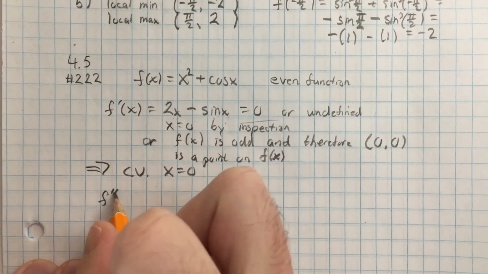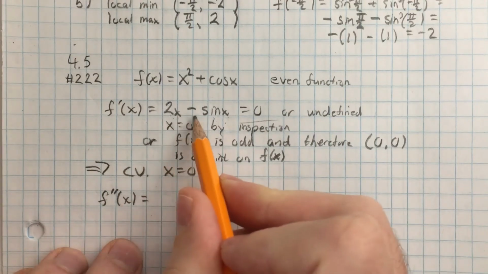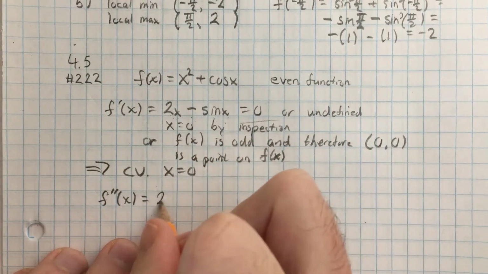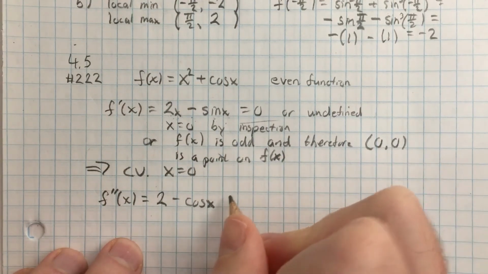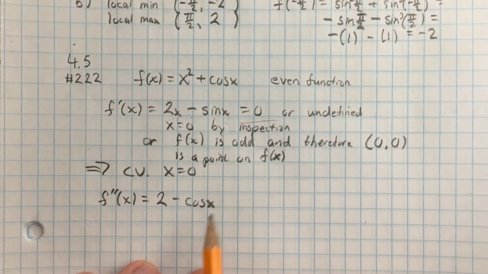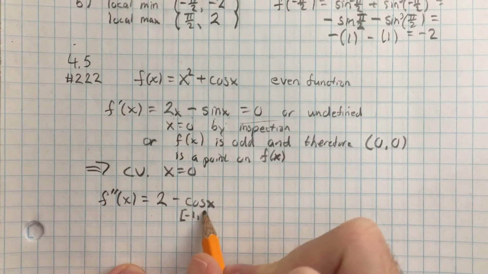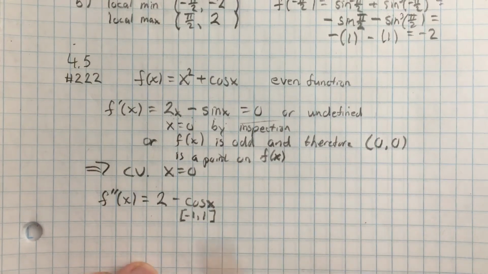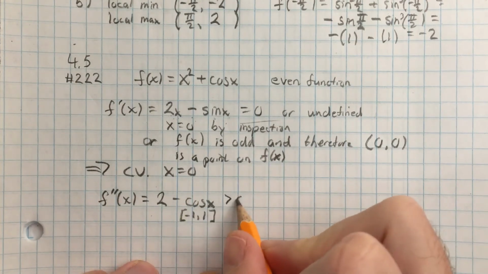So f double prime is 2 minus cos x. All right. If we look at this, what we can notice here is that the cos function is trapped between -1 and 1. Right? Trapped between -1 and 1. So therefore, 2 minus the cos function, you can say, is always positive.